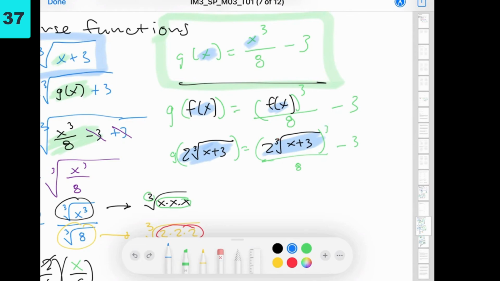My mistake was this power of 3 goes both to the 2, like right here in blue, and so let me put that in a different color. How about black? This power of 3 goes here and here. That was my mistake.